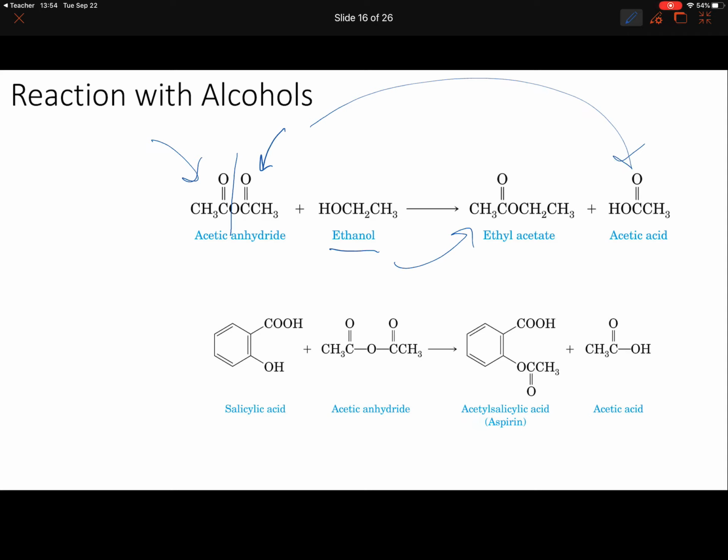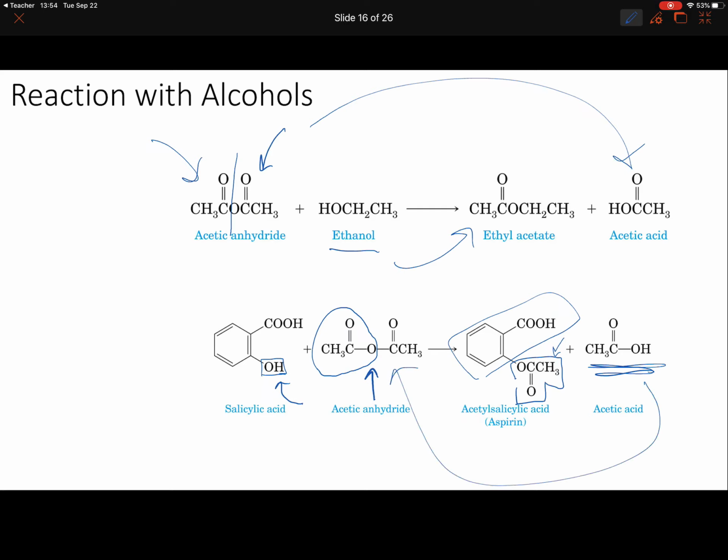Aspirin is prepared by the reaction of salicylic acid with acetic anhydride. So acetic anhydride is shown here. We want the carboxylic acid portion of this to react with the alcohol portion of the salicylic acid. This is the alcohol portion, the hydroxide, to produce the ester. And so you can see that here. We made the ester from the carboxylic acid and the alcohol. So that was the carboxylic acid, and this was the alcohol. And then the leftovers of that is just the leftovers of the acetic anhydride.